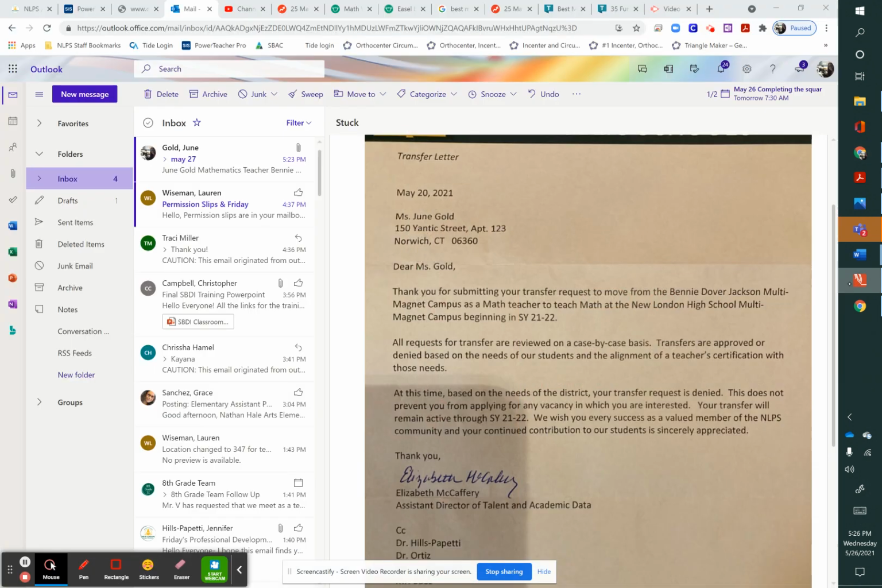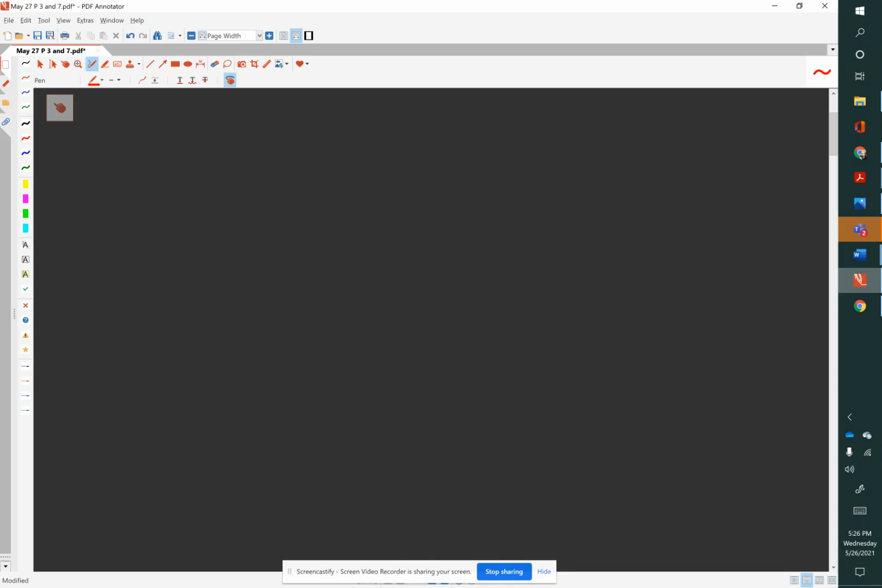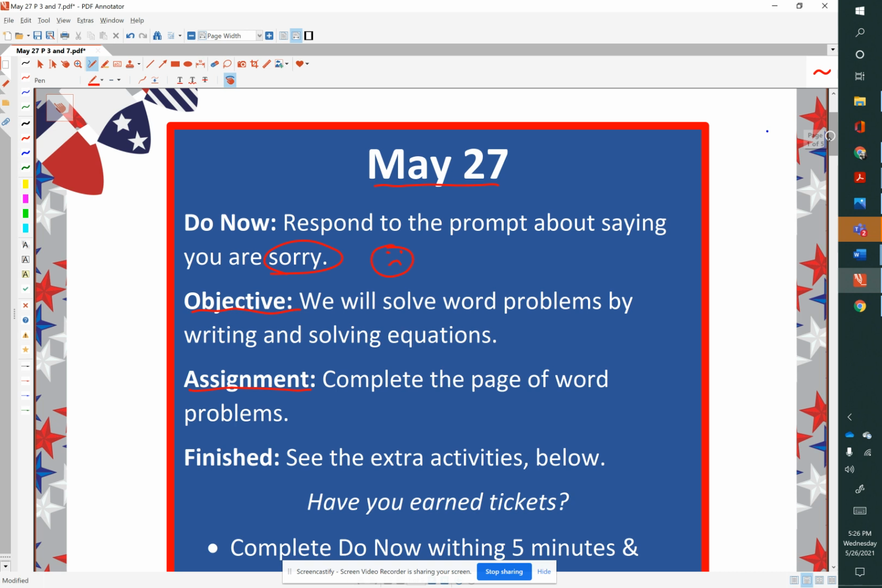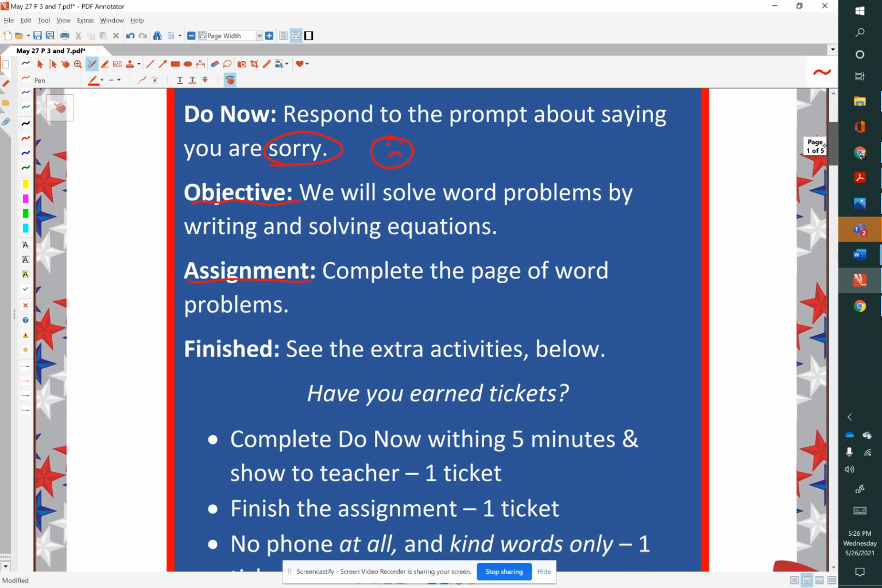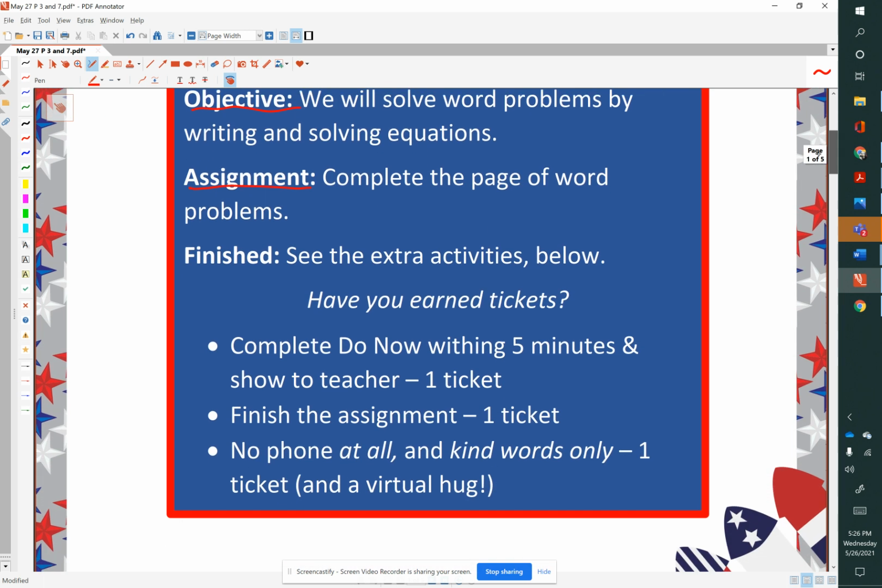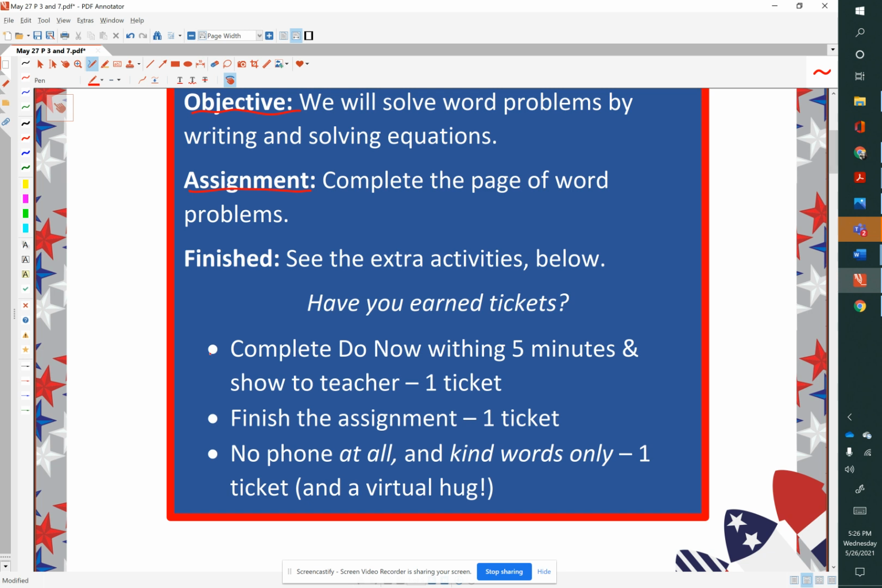If you are an in-class learner, we have tickets that you can earn. We'll get one for completing your do now within 5 minutes. Sorry, that G shouldn't be there. One for finishing your assignment. And no phone, no drama, and kind words only. You get a ticket. And of course, we send everybody a virtual hug.